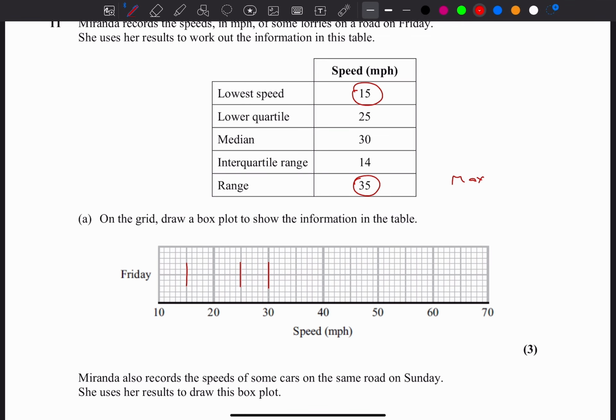And what do you think? Would you add or take away? It makes more sense to add, isn't it, to get the max, right? 15 add 35, which is 50. The maximum is 50 then, I guess.